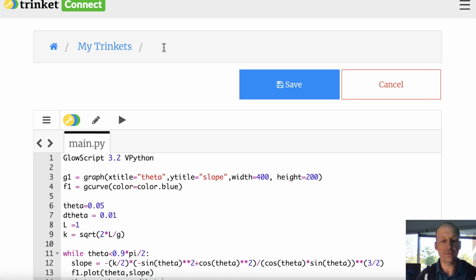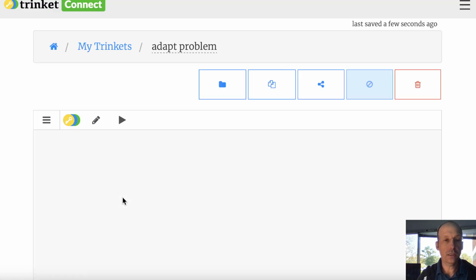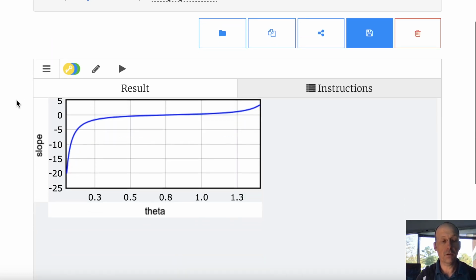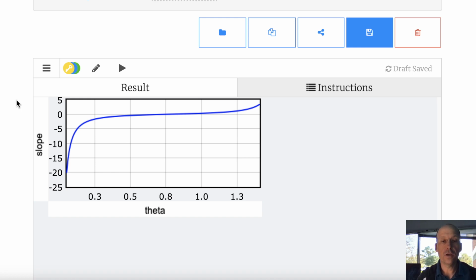Let's save this as APT problem. That's not what I said. I don't really care. Okay, just want to save it. So I never defined g. So let's define g right here. G equals 9.8. Run it. Okay, well, it worked.